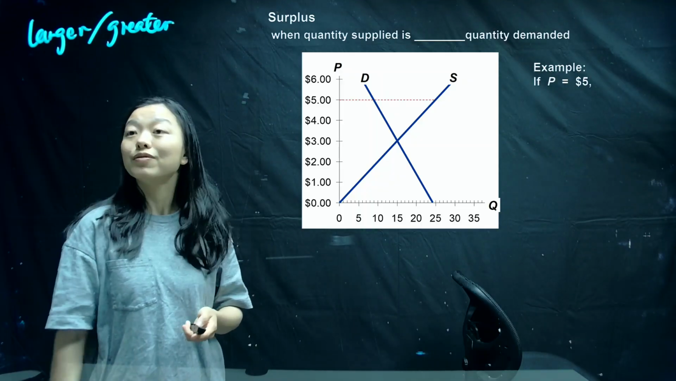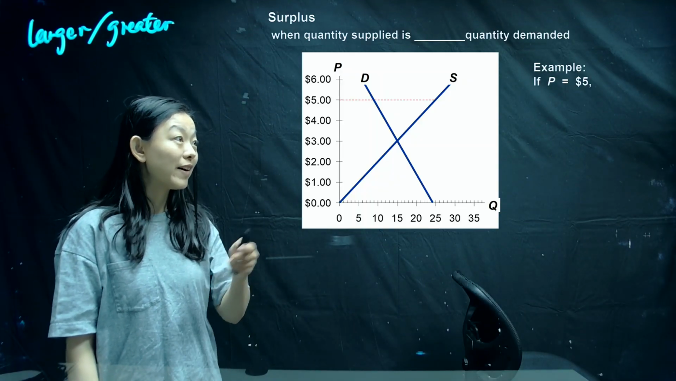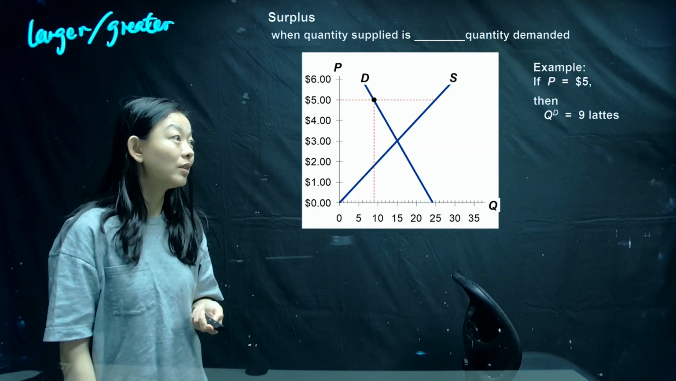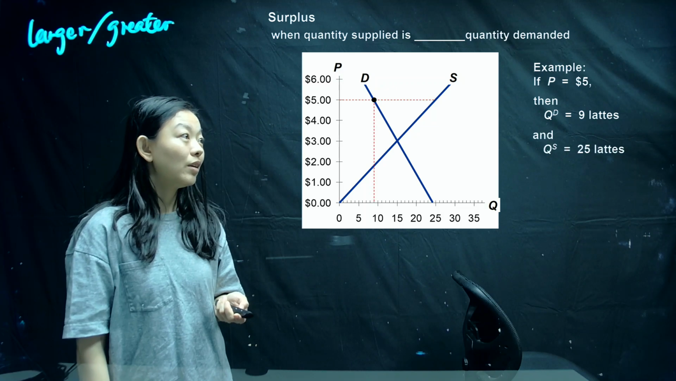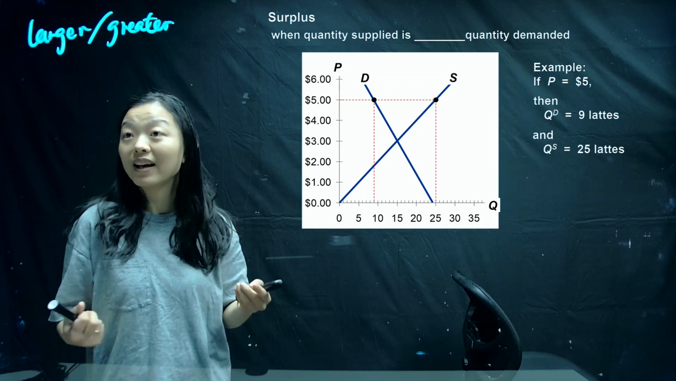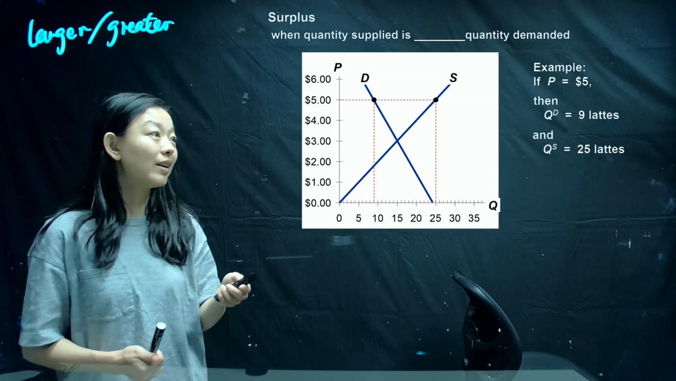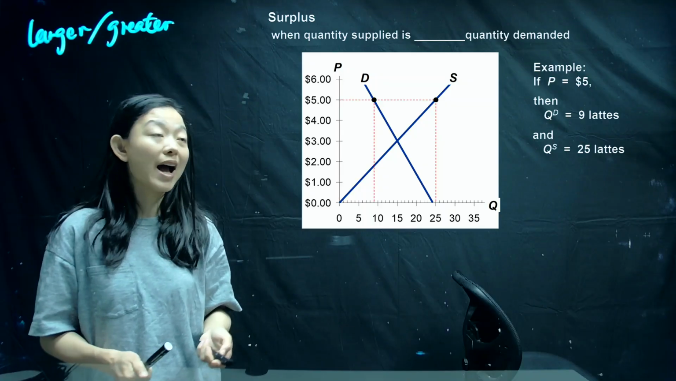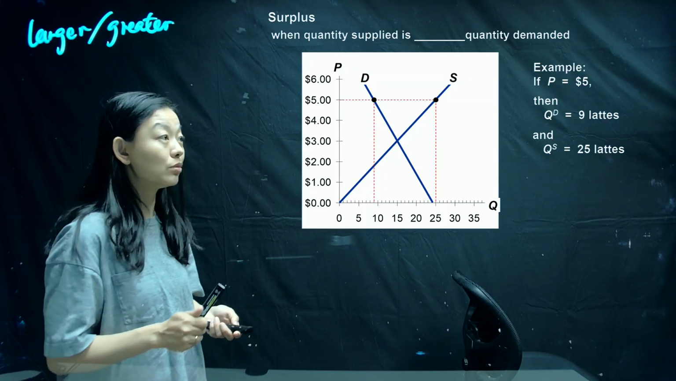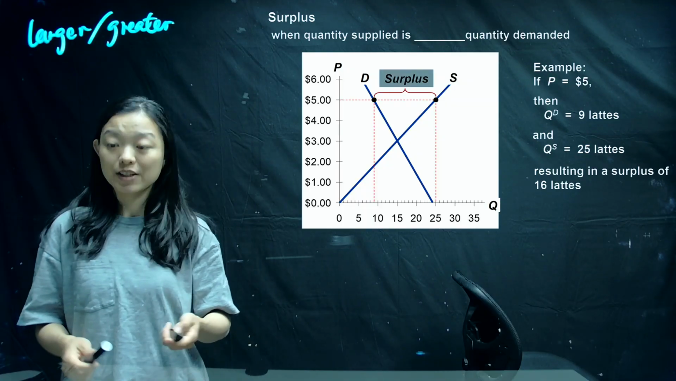if the price equals $5, what happens? When the price equals $5, we can find the corresponding point on the supply curve, which equals 25 lattes. However, on the demand side, only nine lattes will be bought at this $5 per latte. So in this case, the quantity supplied, 25 lattes, is greater than the quantity demanded, 9 units. Therefore, it will create a surplus of 16 units.